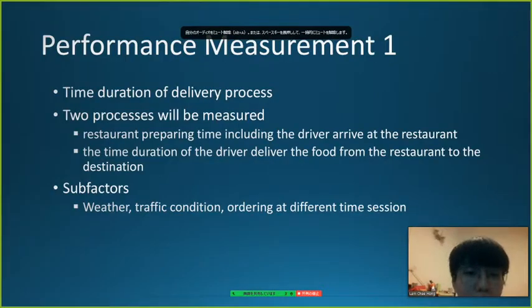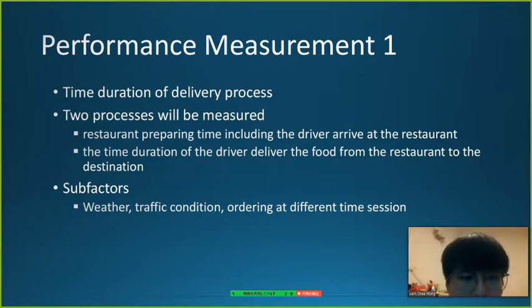Thanks to Muhammad. So the first performance measurement is the time duration of the delivery process. There will be two processes that we can measure. The first process is the restaurant preparing time, including the driver arriving at the restaurant. These two actions were combined together because they will happen at the same time, so it's hard to measure separately. The second process is the time duration of the driver delivering the food from the restaurant to the destination. The sub-factors are the weather, traffic condition, and ordering at different time sessions. These are the factors that can affect the outcome of this performance measurement. So the next slide.